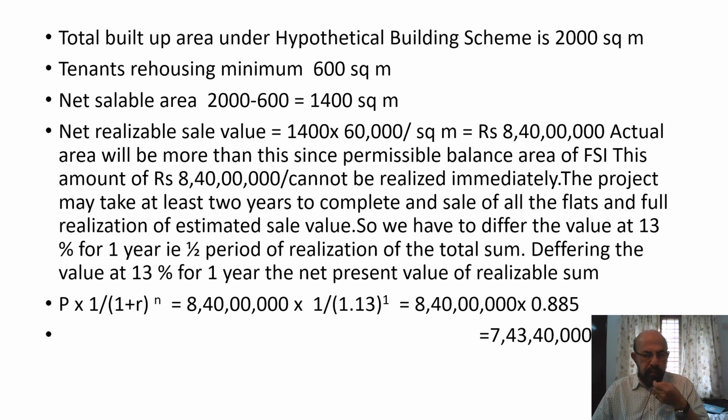Deferring the value at 13% to 1 year, the net present value of the realizable sum is equal to P into 1 divided by 1 plus R the whole raised to N. That's equal to P, 8 crore 40 lakhs, into 1 divided by 1.13 the whole raised to 1, which is equal to 8 crore 40 lakhs into 0.885, which is equal to 7 crore 43 lakhs 40,000.